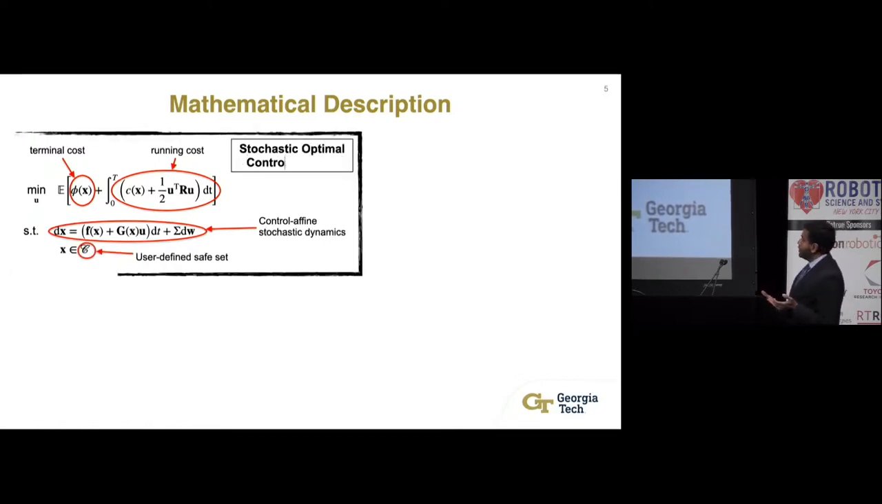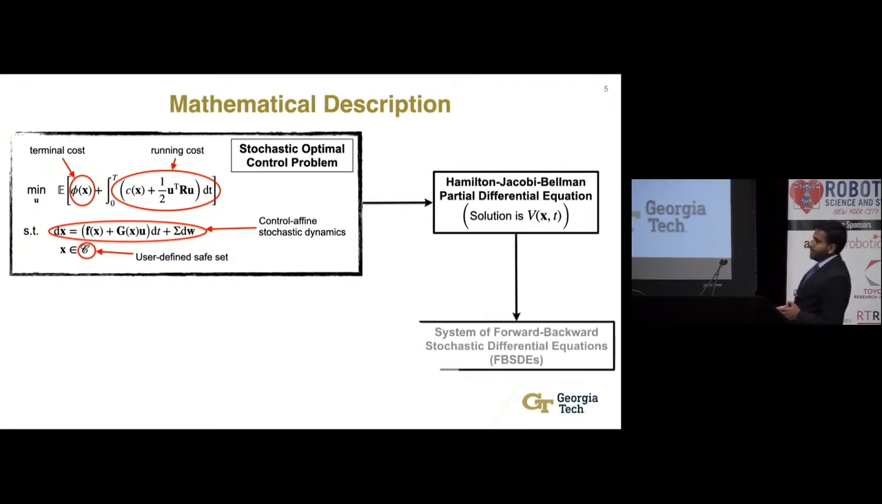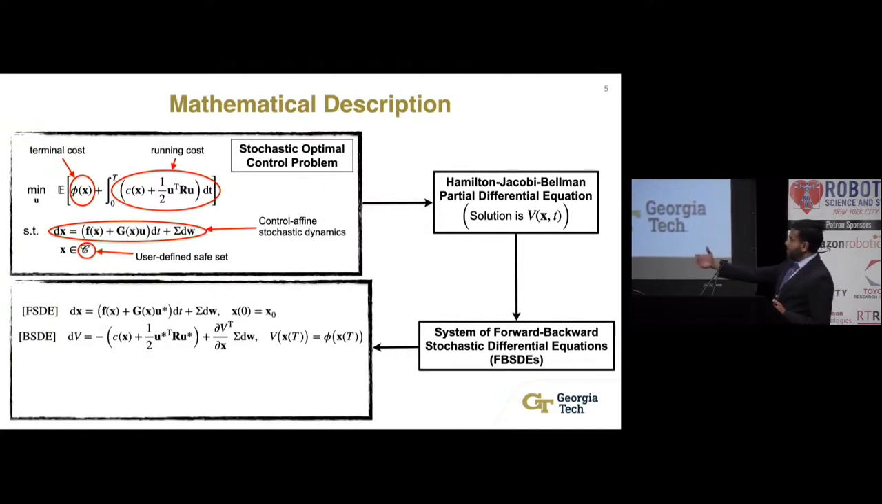This is a stochastic optimal control problem, and it is well known that it leads to the Hamilton-Jacobi-Bellman PDE, whose solution yields the value function. Now, solving this PDE directly is known to suffer from the curse of dimensionality, and we therefore adopt a recently developed scalable approach that uses FBSDEs, where the forward SDE is simply the dynamics going forward in time, and the BSDE is governing the value function going backward in time.